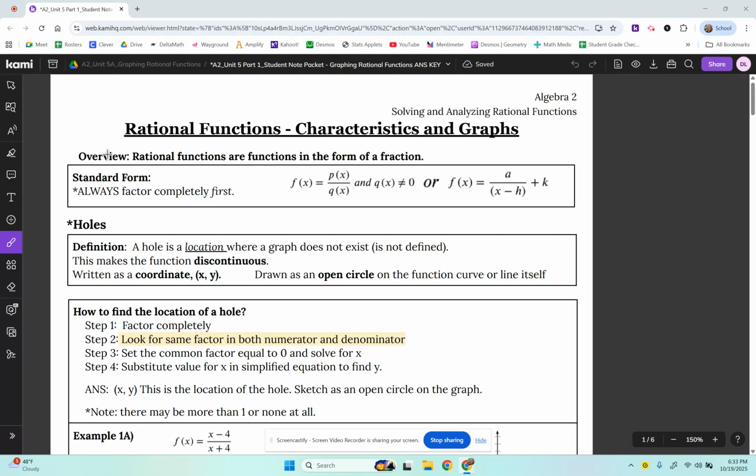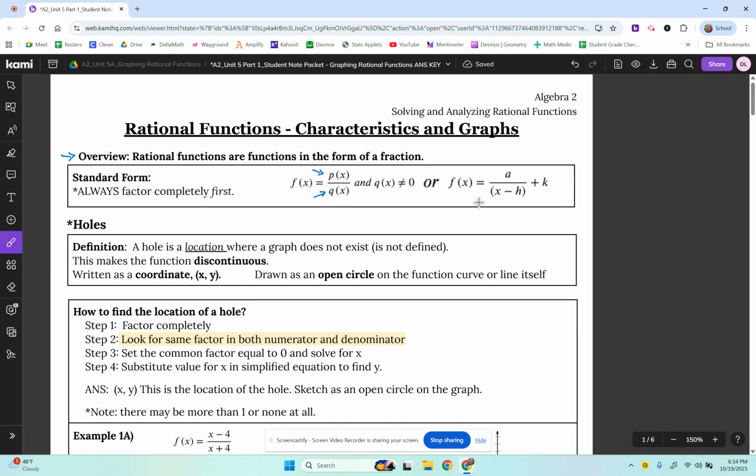A brief overview. Rational functions are functions in the form of a fraction. So when you see rational functions, you should think numerator and denominator. And that's going to be important because we're going to use the rules that we know about dividing numbers in order to find some main features of each of our fractions.